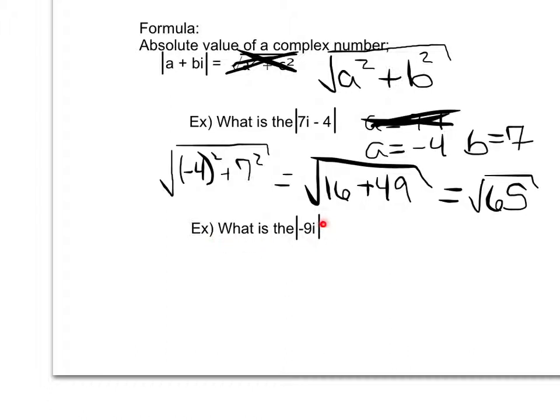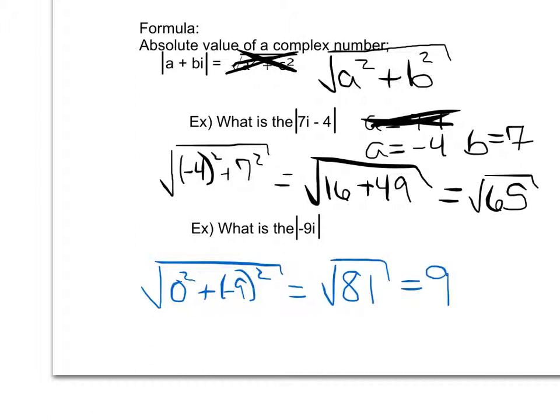If I look at my second example, what is the absolute value of -9i? Notice this time my a is 0 and my b is -9. I can go ahead and use my formula. I get the square root of 0 squared plus -9 squared, which gives me the square root of 81, which is just 9. And if you think about where this falls on the graph, this is going to go 0 on the real axis and down 9 on the imaginary axis, putting me right here. So it should make sense that it's a distance of 9 units.